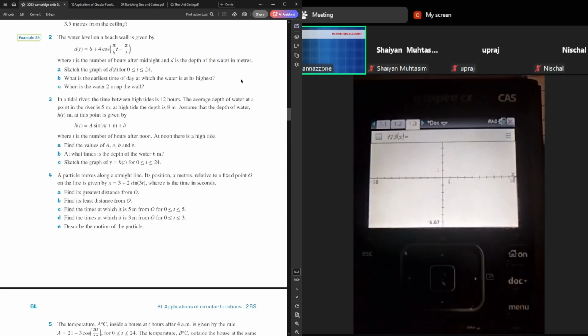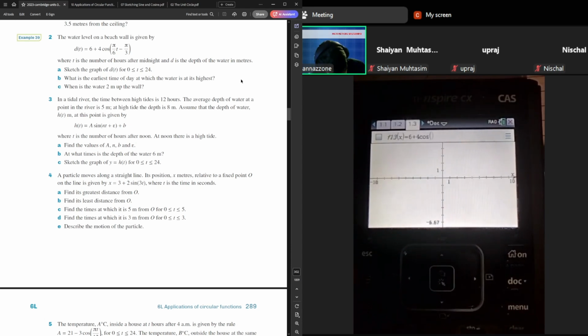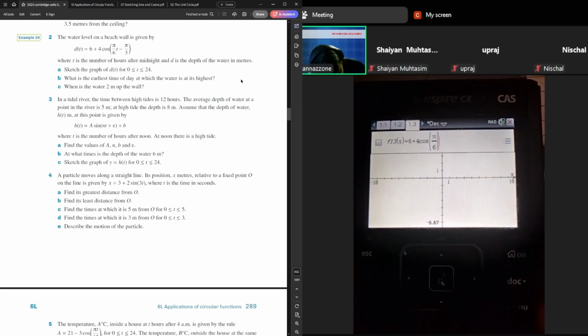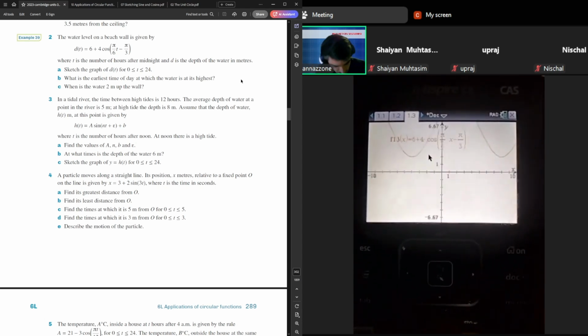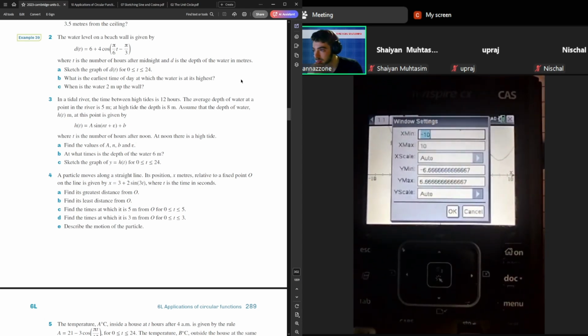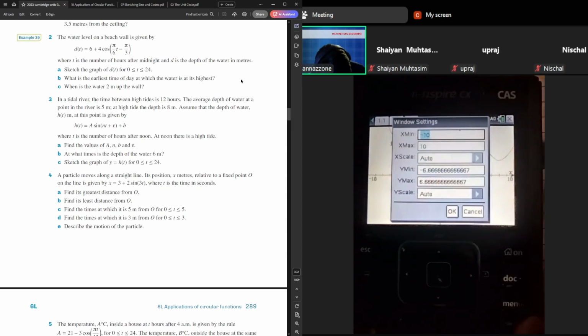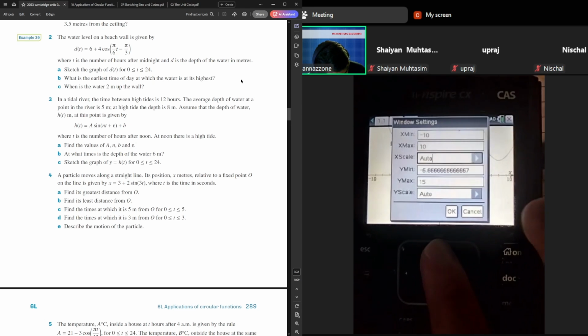Okay, so handwritten bit now, I'm just going to be copying over the circular function. 6 plus 4 cosine of pi over 6 x minus pi over 3. I thought that was a parabola for a second, just a bit off screen. So we have a 6 and 4, let's cap it out at like 15. And we're doing this from 0 to 24 as per the question.